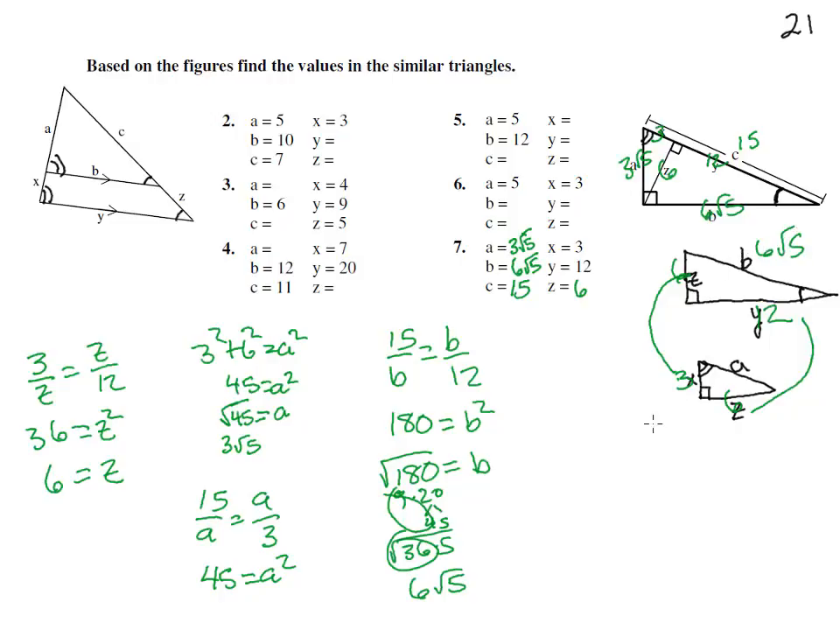Notice we could have also done 6 squared plus 12 squared. z squared plus y squared equals this b squared over here. And 36 plus 144 is 180 equals b squared. And we're in the same boat. So that's pretty neat. And this introduces the idea of a geometric mean, that these are actually the common ratio from 12 up to b, b up to 15, or 3 up to a up to 15. Gives us the idea of what a geometric mean is. Good.